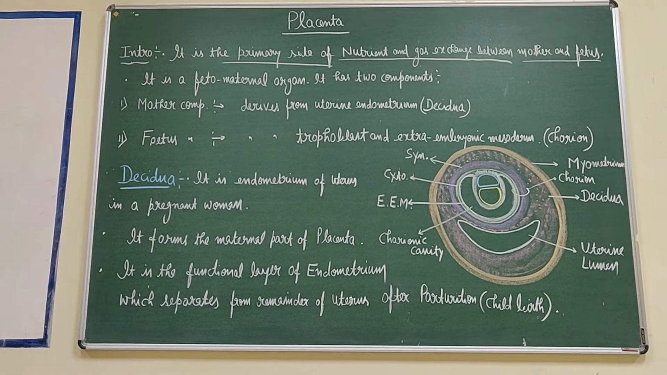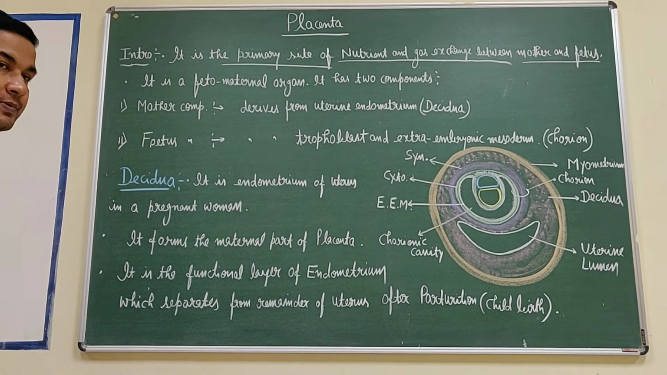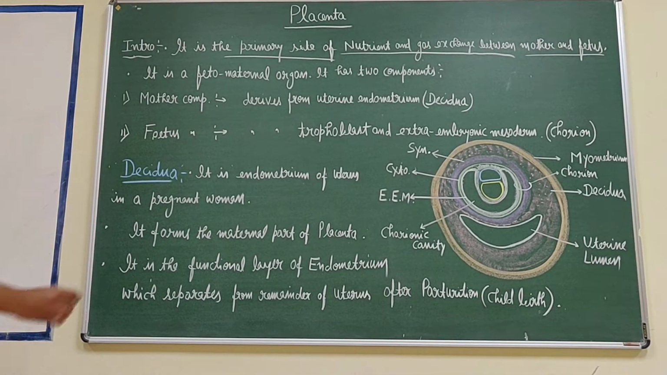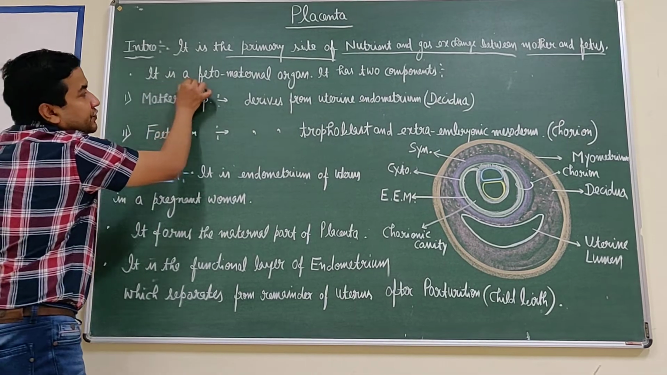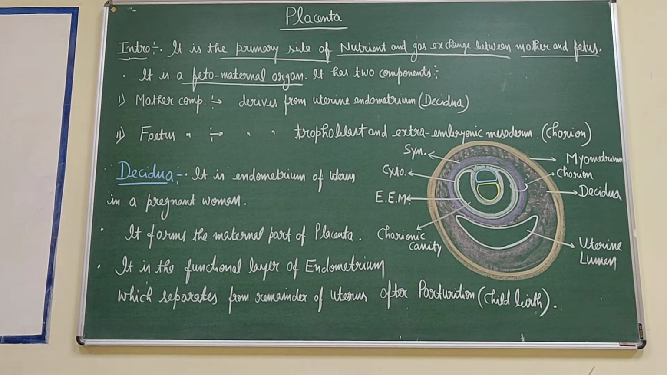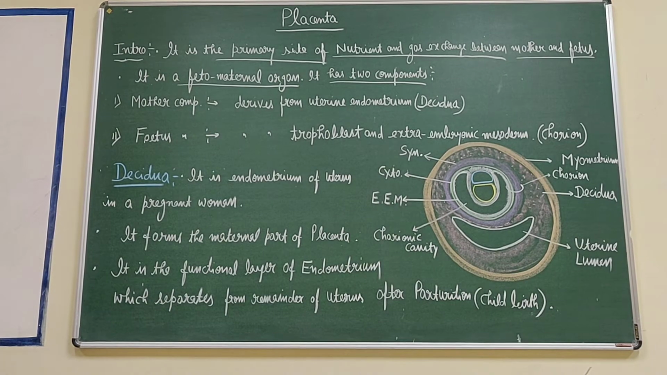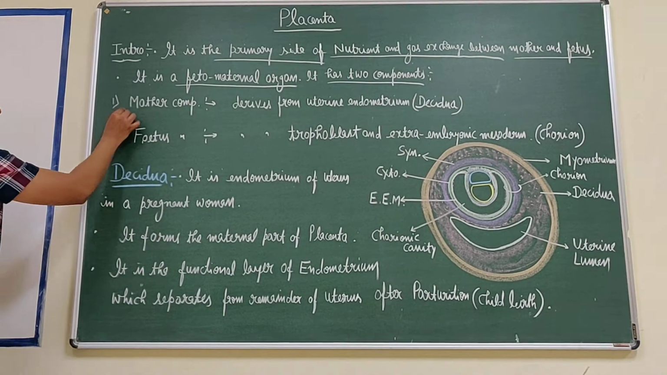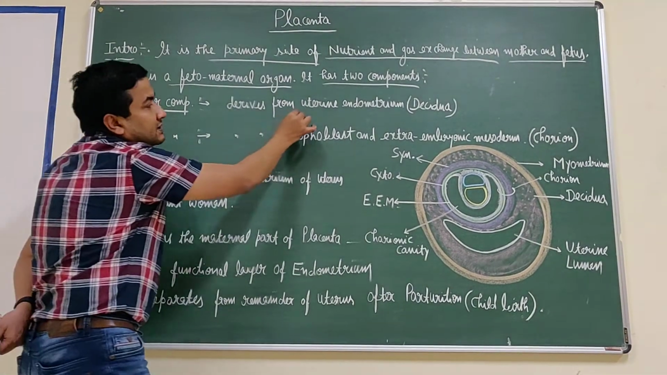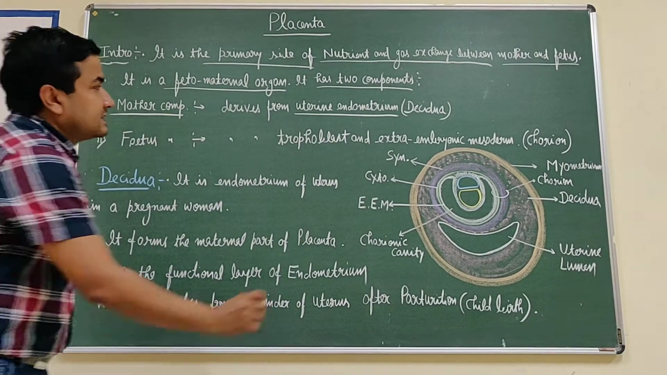It is formed by the partition of the mother part as well as the fetal part. So, it is a feto-maternal organ. It has two components. The component that derives from the mother is the maternal component. It derives from the uterine endometrium, that is the deciduum.